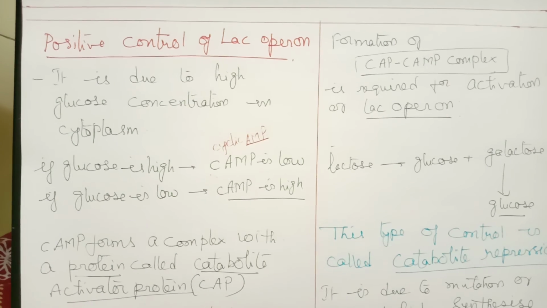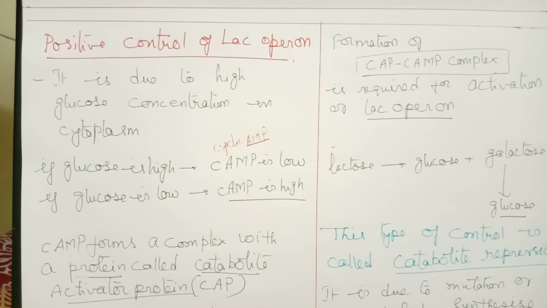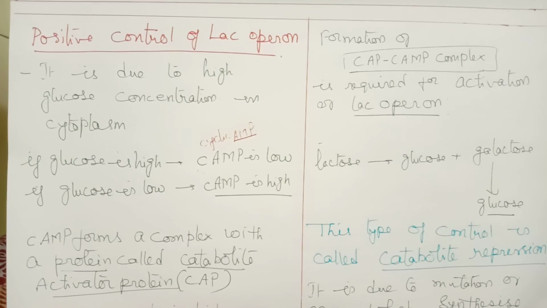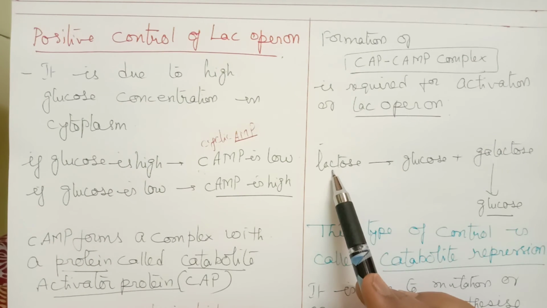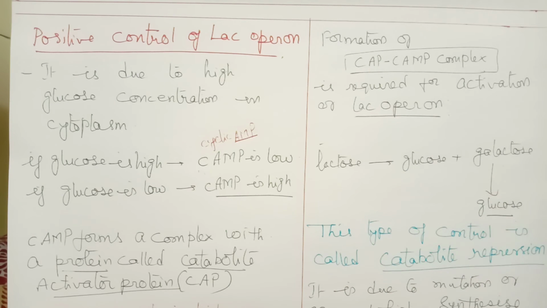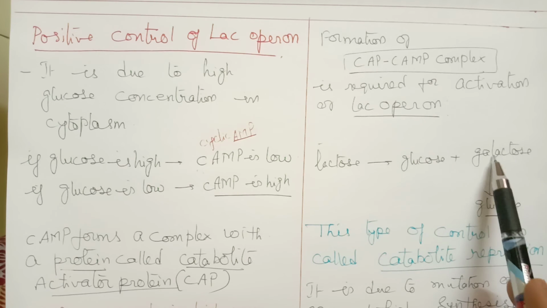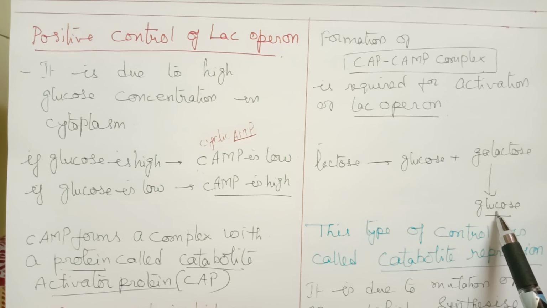Suppose glucose concentration is increasing, cyclic AMP becomes very low, then Lac Operon cannot function. And this type of control by the presence of glucose is called a positive control. So when can glucose become high? We know that in Lac Operon, lactose is converted into glucose and galactose. By galactose metabolism, galactose can be converted into glucose also. Both are isomers. Thus, glucose concentration can increase.